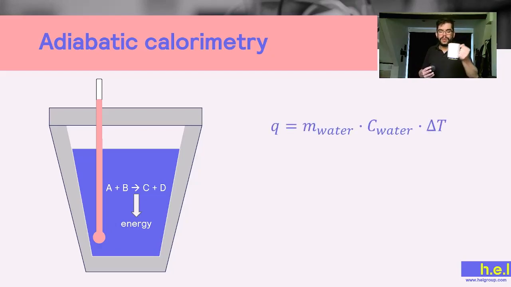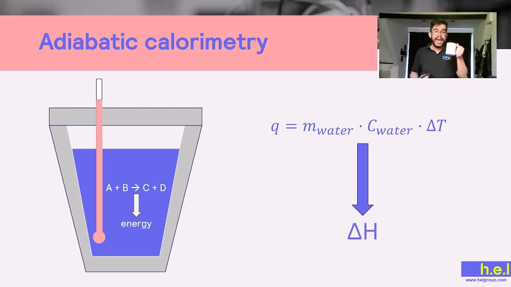Well, we have this equation here in which the heat of the reaction is going to be equal to the mass of water that we have inside of the cup times the specific heat of the water times the temperature at the end of the reaction minus the temperature at the beginning of the reaction. The heat capacity of the water is going to be how much heat the water needs to absorb in order for the temperature to change. And the result of this equation is going to be the change in our enthalpy.